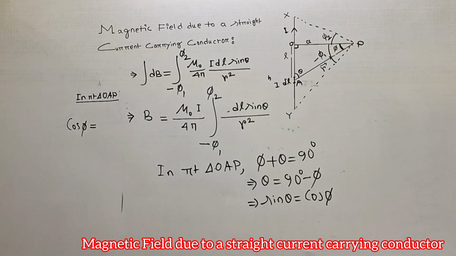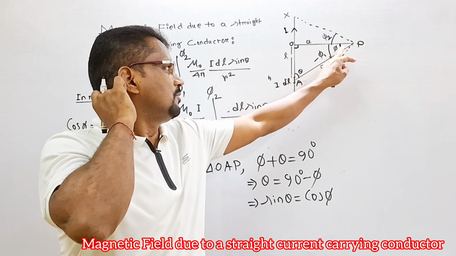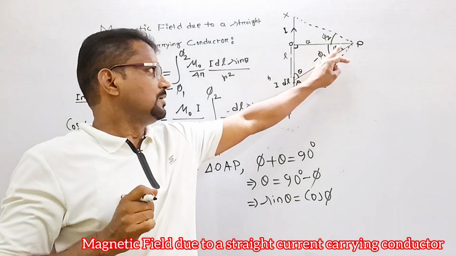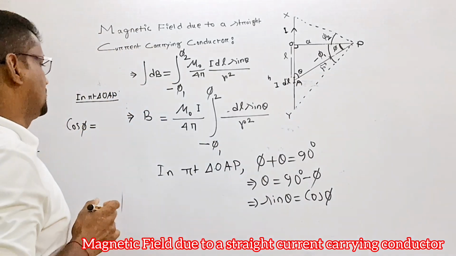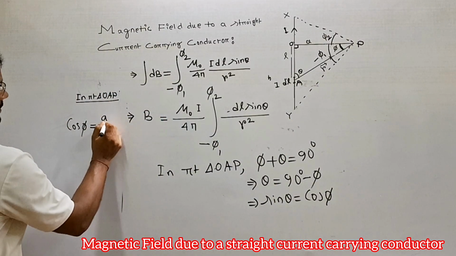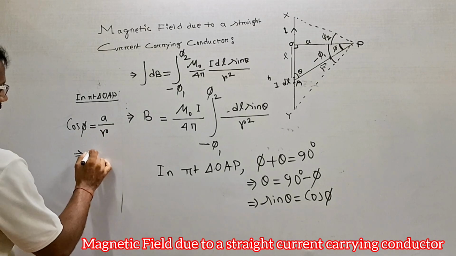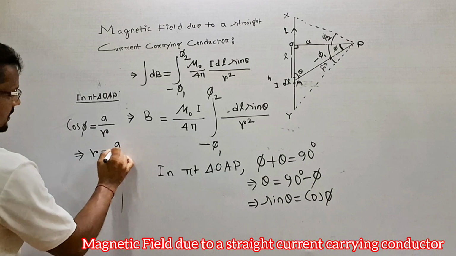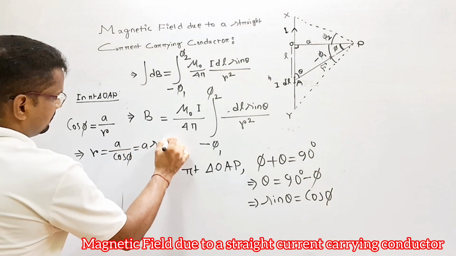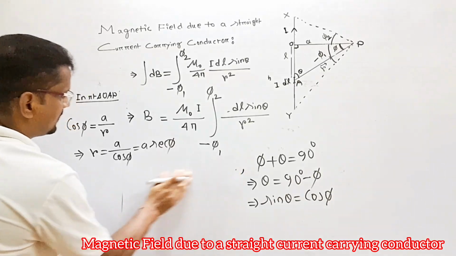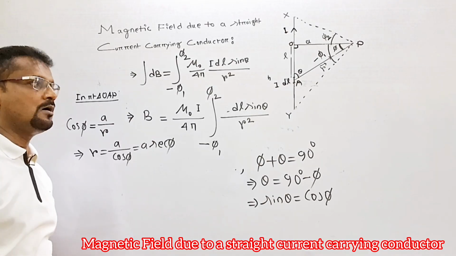Cos phi from this right triangle OAP will be base by hypotenuse. So base is a, hypotenuse is your r. So cos phi equals a by r. From this, r will be a by cos phi, that is nothing but a sec of phi. So we have written the value of r in terms of phi.